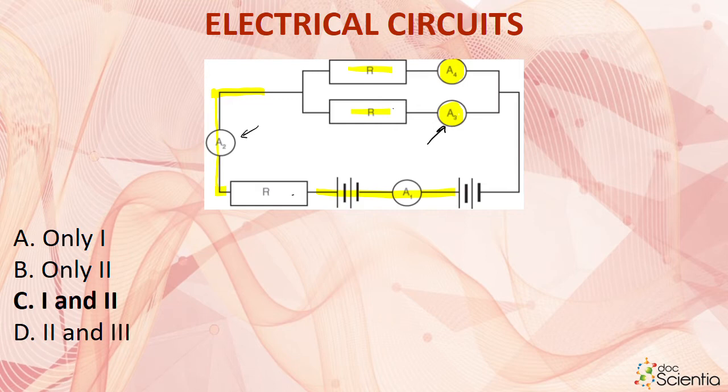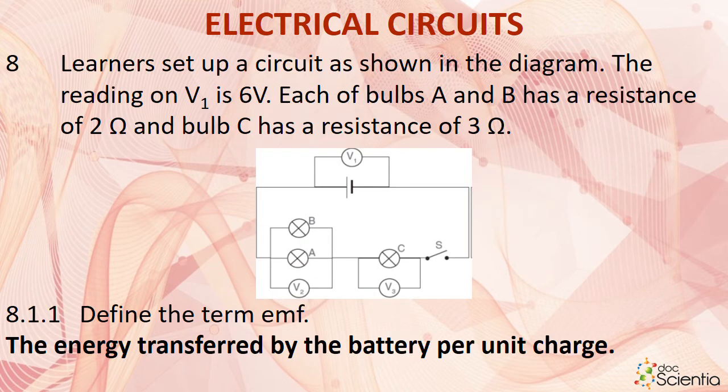Okay. 8.1 or number 8 says: Learners set up this circuit as in the diagram. The reading on voltmeter 1 is 6 volts. Each of the bulbs A and B has a resistance of 2 ohm and bulb C has a resistance of 3 ohm. So kom ons skryf dit sommer hier in vir ons op ons skets.